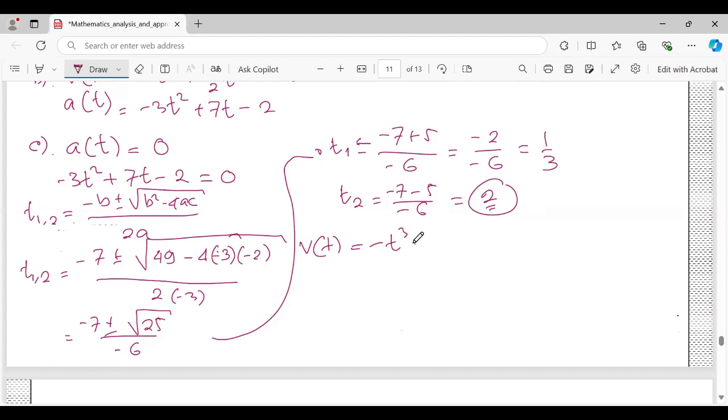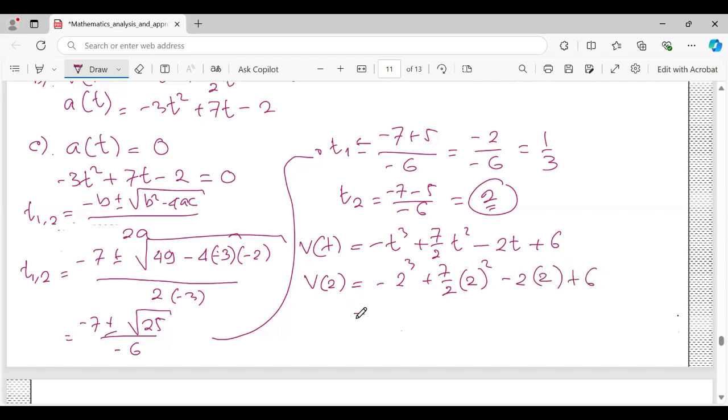So we are going to substitute 2 into the velocity function, minus t cubed plus 7 over 2 t squared minus 2t plus 6. If you calculate 2 cubed, 7 half 2 squared, 2 plus 6, the result is 8 meters per second.